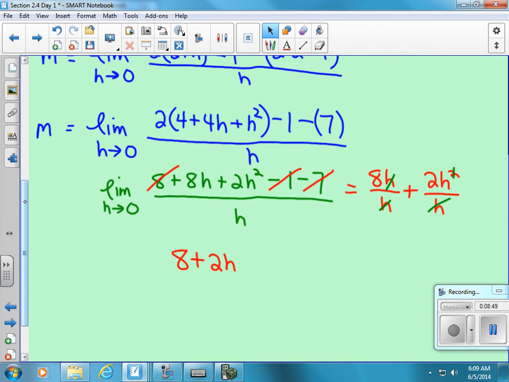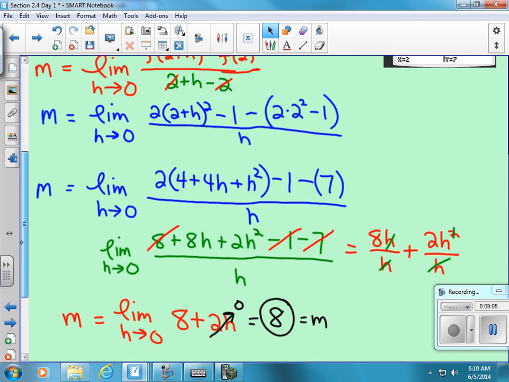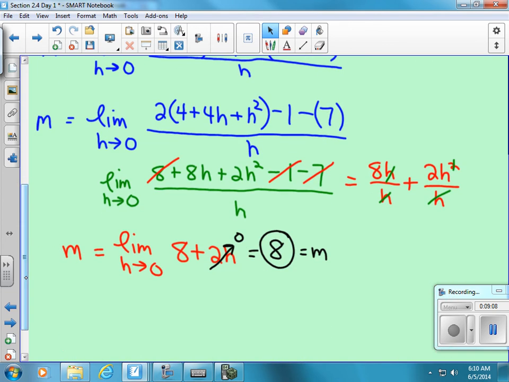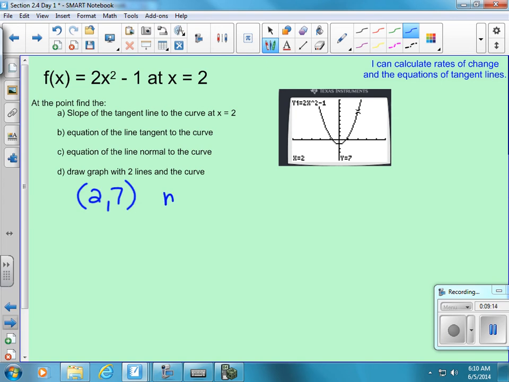So now we have the limit as h goes to 0. When h goes to 0, we're left with 8. Therefore, 8 is the slope of the line tangent to the curve at x equals 2. So let's use that information and what we already know to write the two lines. We know that our point on the curve is (2, 7). We know that m equals 8.